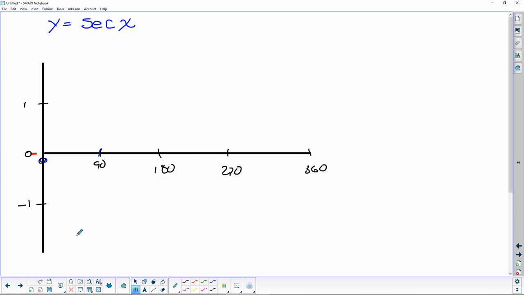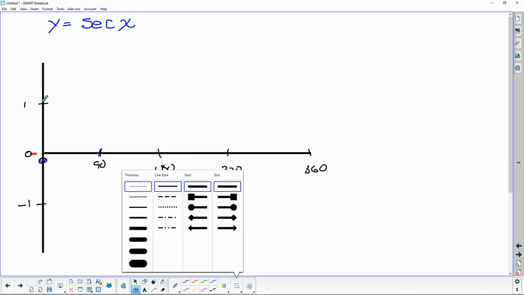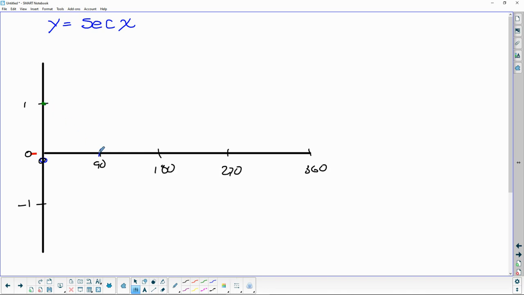Now, with the cosine graph, it's a different shape. So we start here, and we finish back up here again. So it's like this.